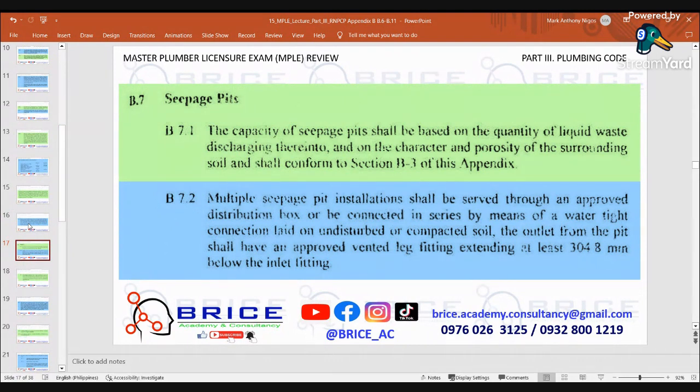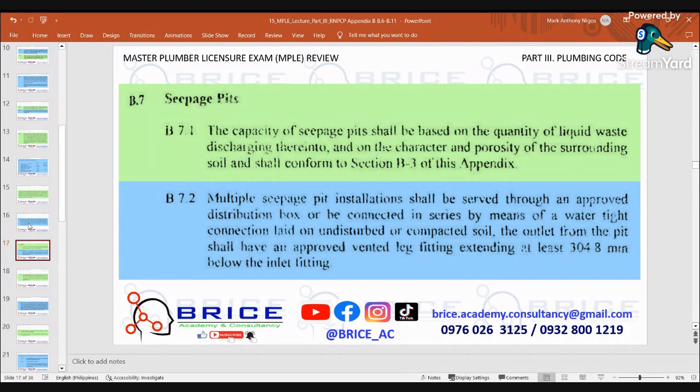Capacity of the seepage pit shall be based on the quantity of liquid waste discharging thereinto and on the character and porosity of the surrounding soil and shall conform to section B-3 of this appendix. Multiple seepage pit installation shall be served through an approved distribution box or be connected in series by means of watertight connection laid on undisturbed or compacted soil.